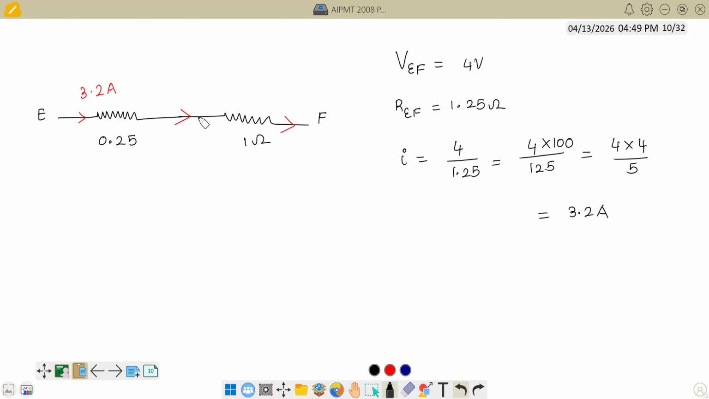There is one more. Let us assume that you don't like finding the current only. There is something called voltage distribution by which you can find what will be the voltage across this point. That I leave it to you. We'll go for the next one.